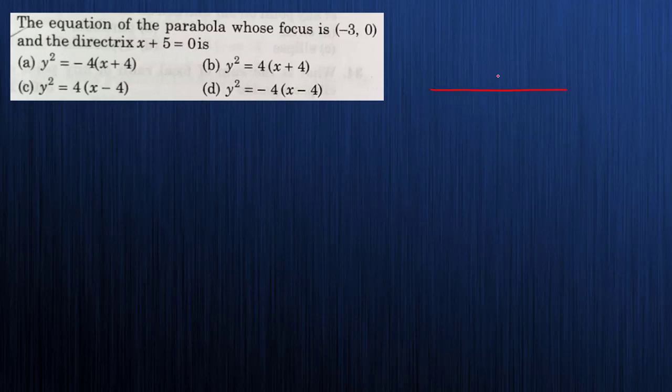generally what figure we have is, suppose this is our parabola. Okay, so this will be our focus and this is our directrix. So if the focus is at distance a from the vertex, then on the other side the directrix will be at the same distance a. This is the general concept we have in a parabola. So the directrix is given, x plus 5 equals 0, meaning what?